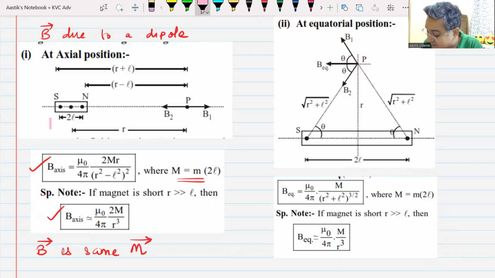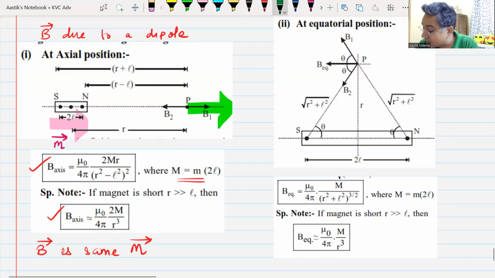You can see, my dear friends, the magnetic dipole moment is like this. Please listen to me, then only you will write the magnetic dipole moment. You can see it is in this direction. And the magnetic field B1 will be powerful. The net magnetic field will also be in the same direction. So the direction of magnetic field B net is the same as the direction of magnetic dipole moment. Are you able to understand this?